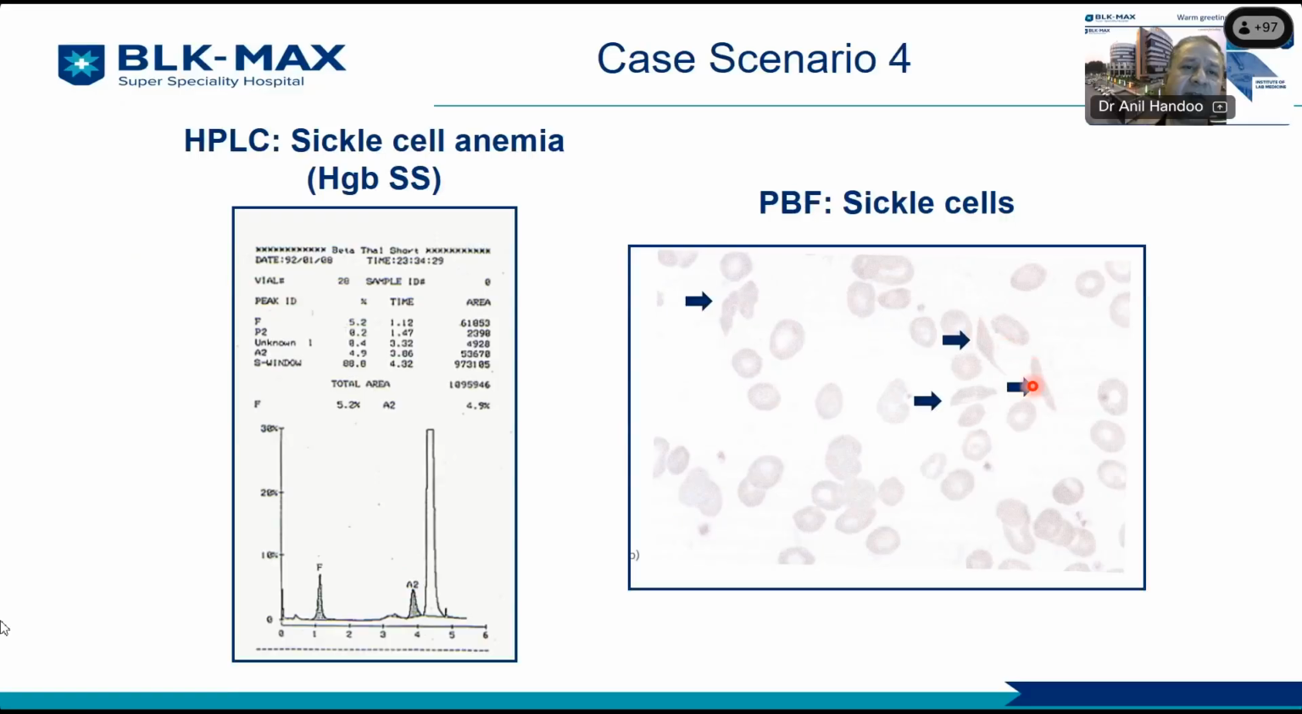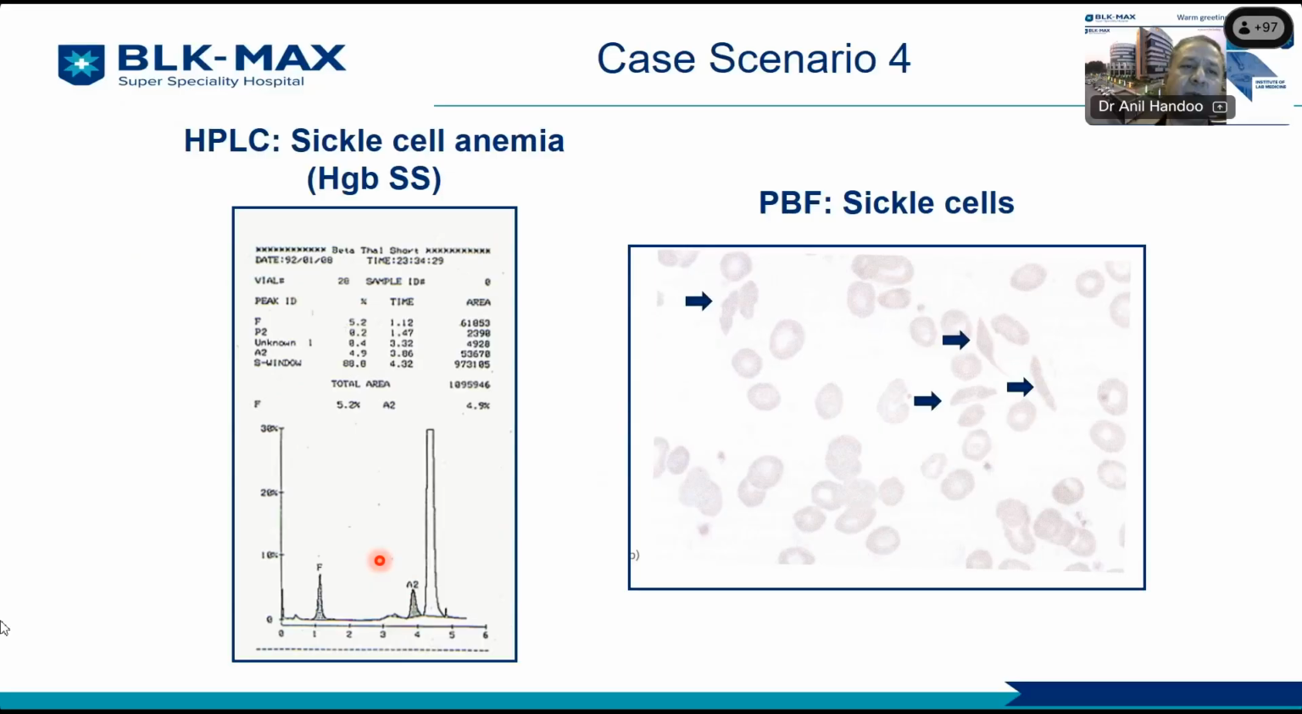And obviously, when you have sickle cells here, you have a sickle hemoglobin, which is coming out in the sickle window of 88% with slightly raised F and slightly raised A2. This was nothing but a homozygous sickle cell disease. On the face of this, this is how it looks like.